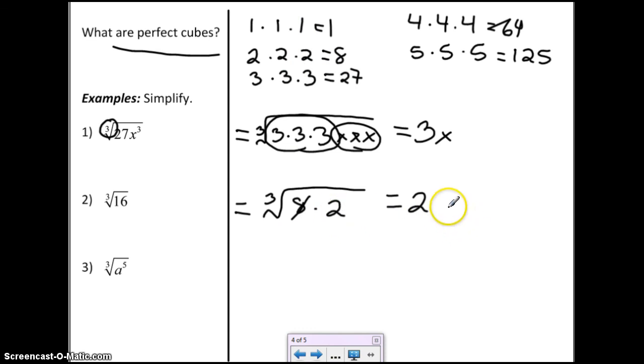But I have a 2 left over, so I'm going to have to keep my 2 on the inside of my cube root. Remember, you got to put the 3 there. If you don't put anything there, it looks like a square root.